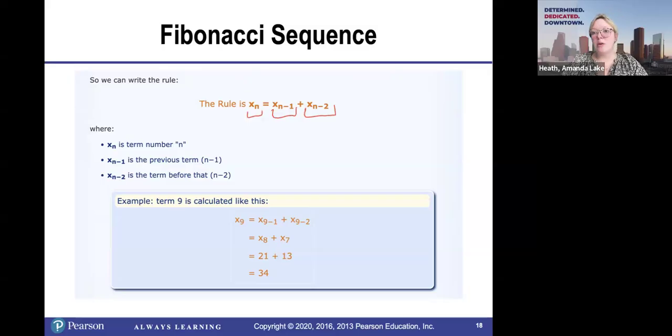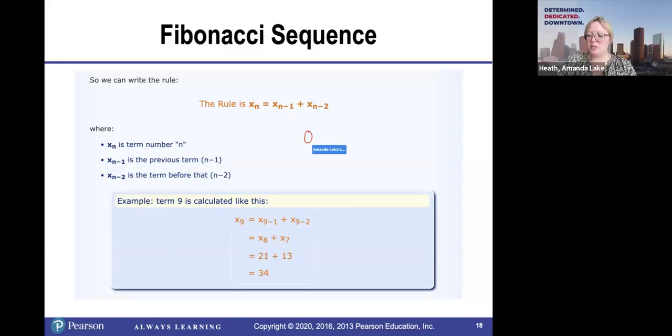So you can have 0 and 5. You could have 5 and 7, and then you're going to get a different Fibonacci sequence. But you just start with two numbers and you get the next term by adding them together. You get the term after that by adding the previous two together, etc.